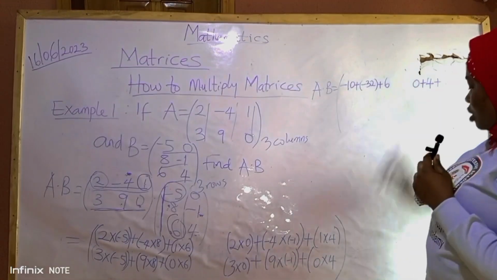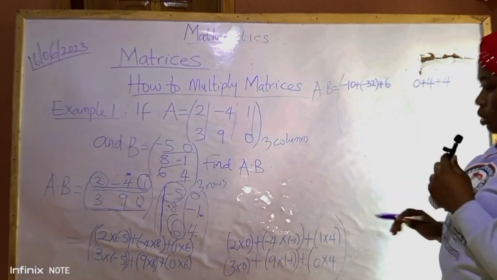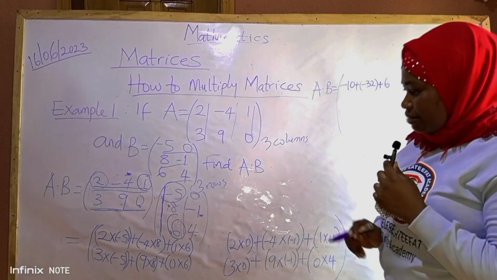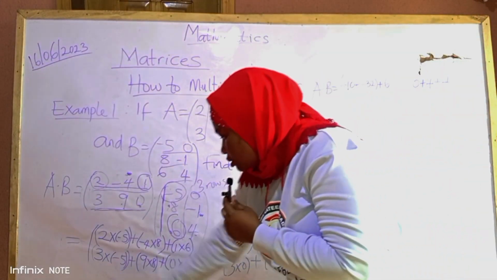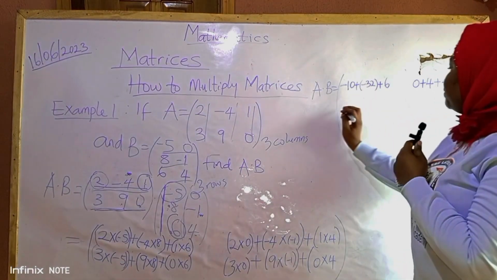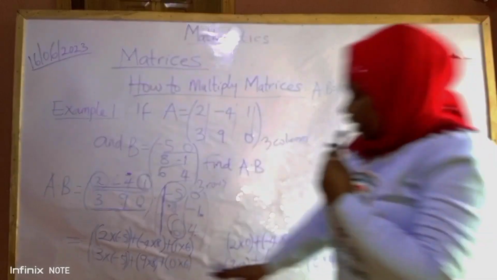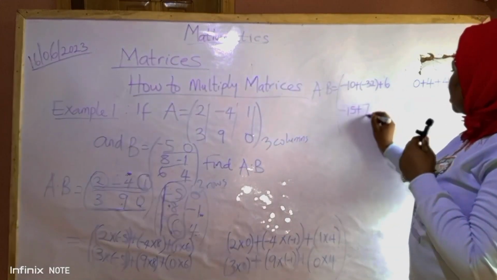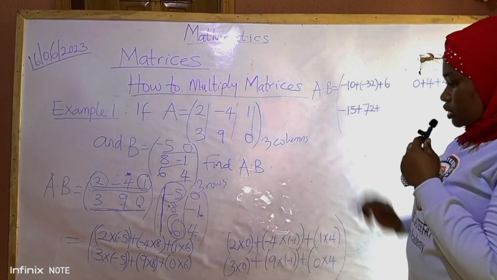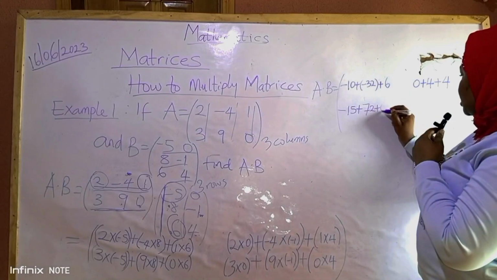Plus 1 multiplied by 4. So I'm going to the third element here. Check here, we have 3 multiplied by minus 5, and that is minus 15. Minus 15 plus 9 multiplied by 8, that is 72. So plus 72 plus 0 multiplied by 6, that is plus 0.